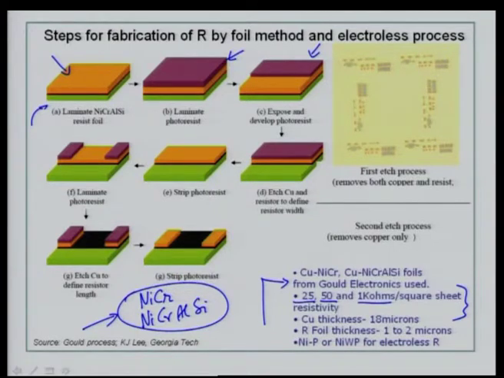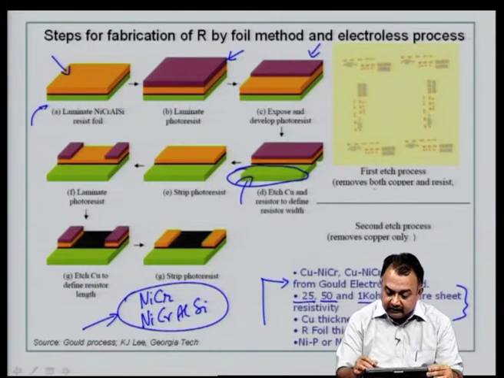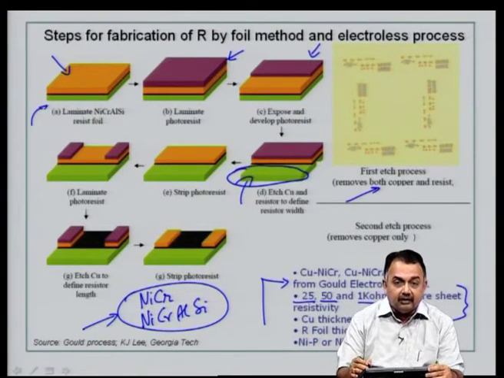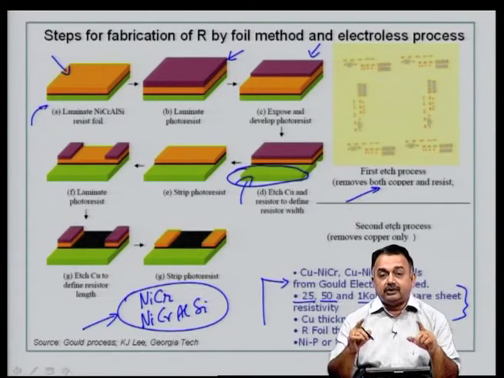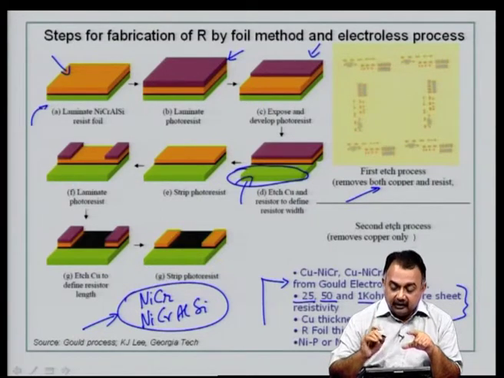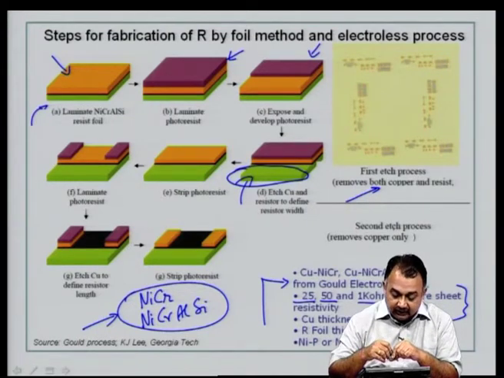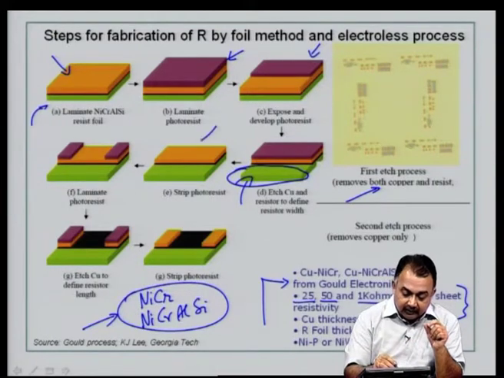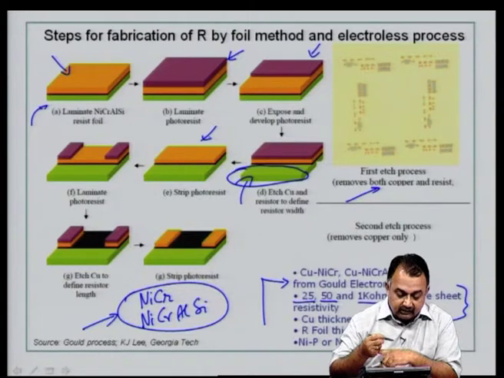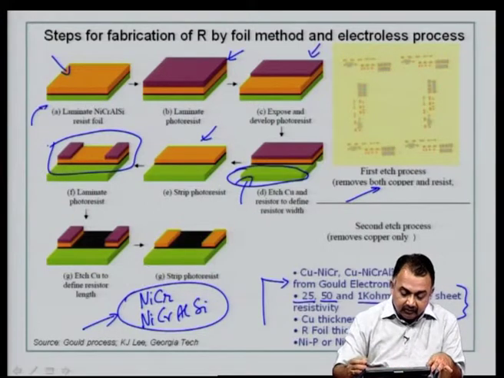Now, you are removing a part of the copper plus resistor away from the FR4. So, the first etch process removes both copper and the resistor material. So, use a suitable etchant for that, one that will remove both copper and the resistor material, that is nichrome or nickel chromium aluminum silica. Then the next thing would be to remove the photoresist which protected this area where you are going to define the resistor. Now, you have created a pattern here as you can see, right.